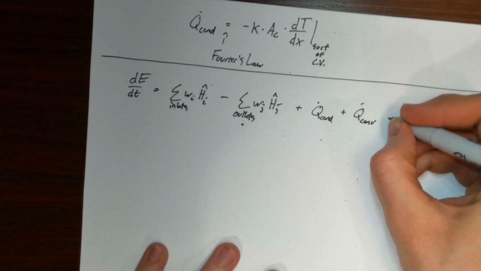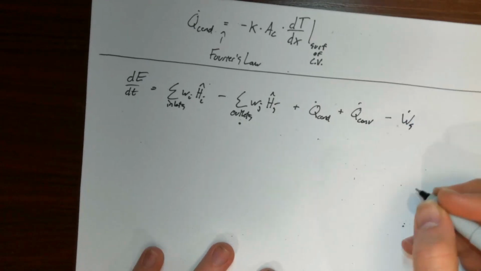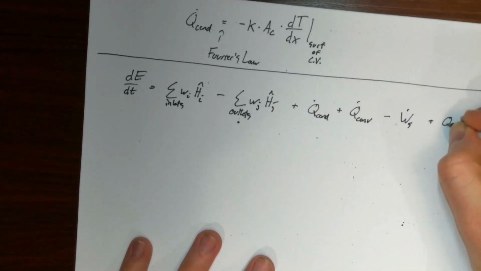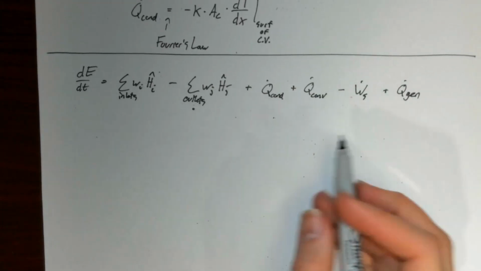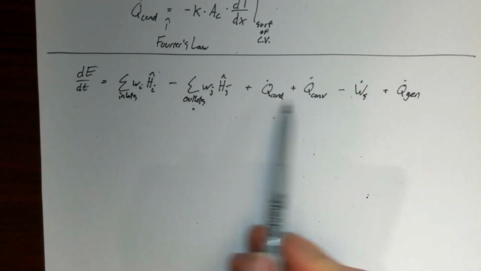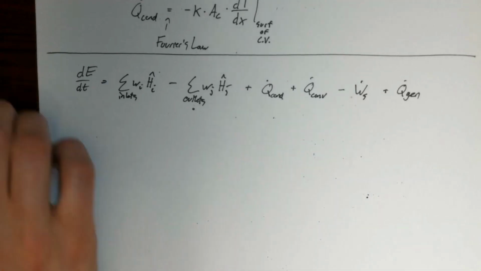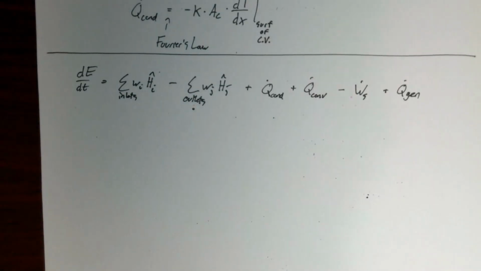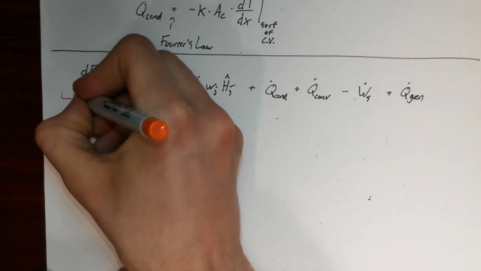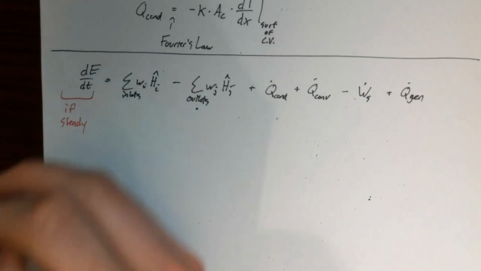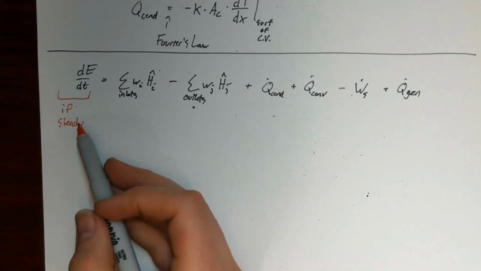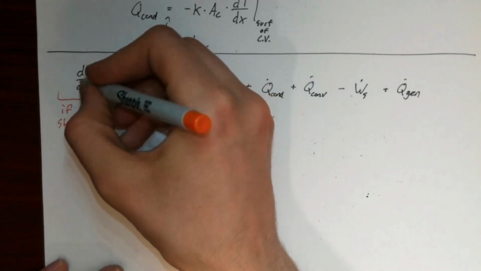And then I'm going to have my W dot S and my Q dot gen. So under what conditions do I keep or get rid of these terms, and what assumptions are associated with it? Well, let's look at that. If my system is steady, if my system's in steady state, then I can get rid of this term, right?